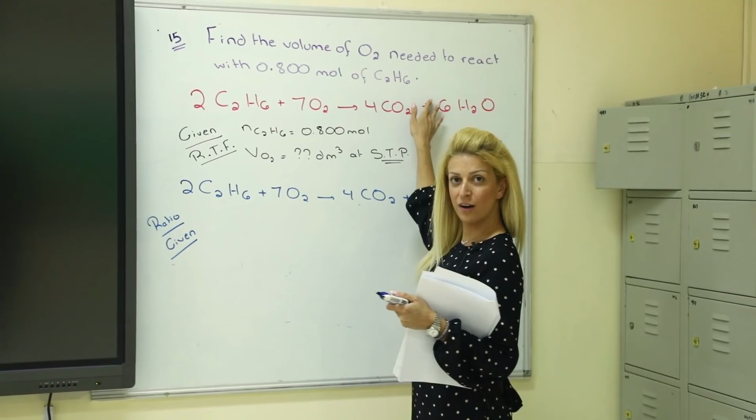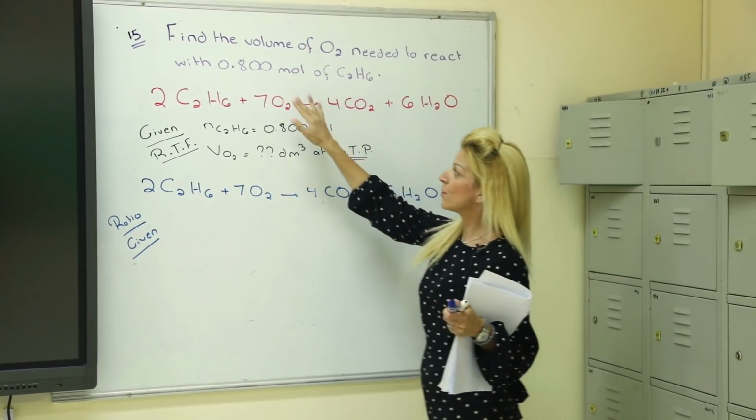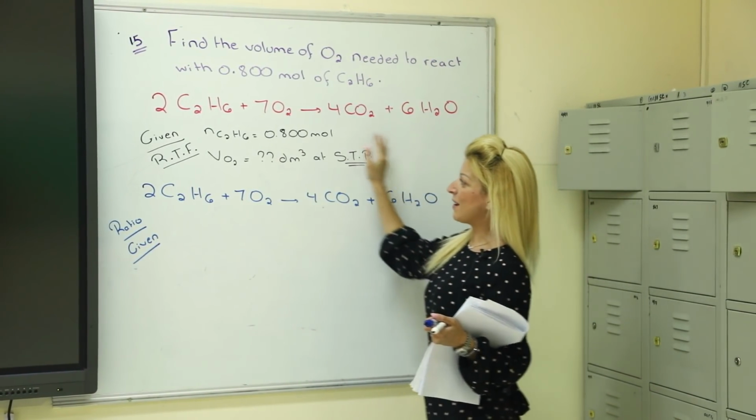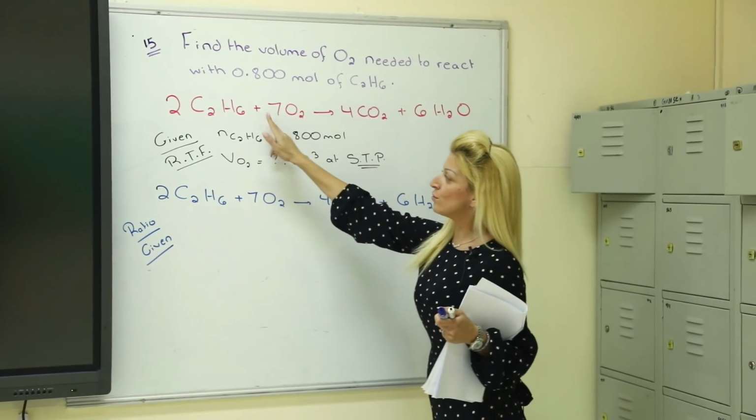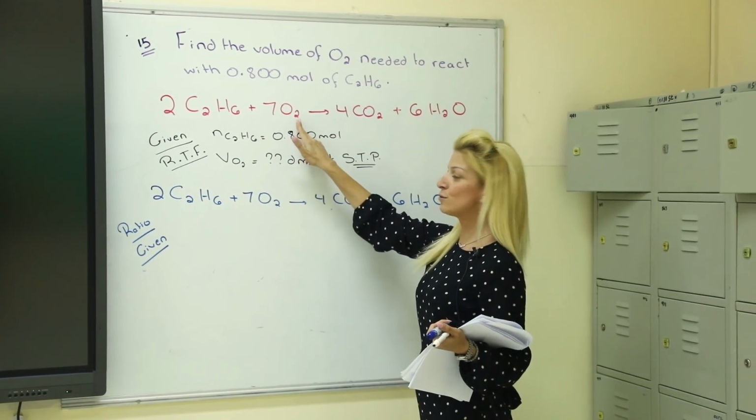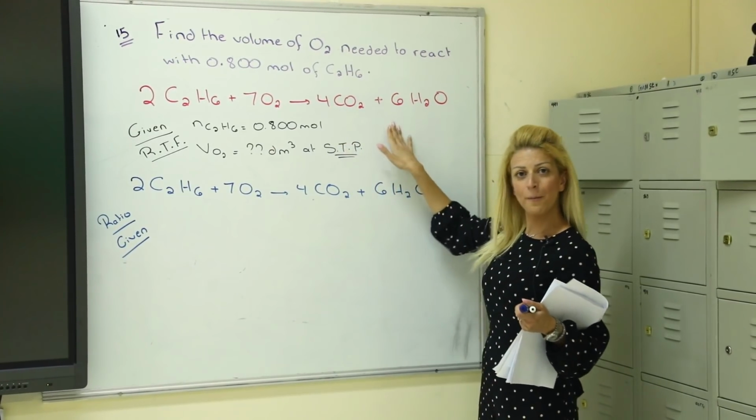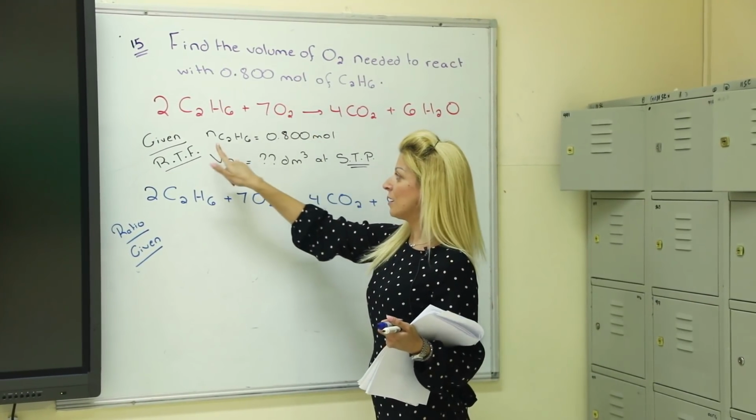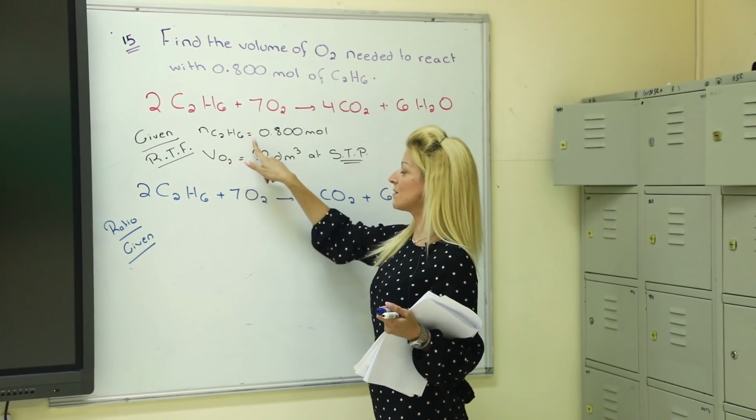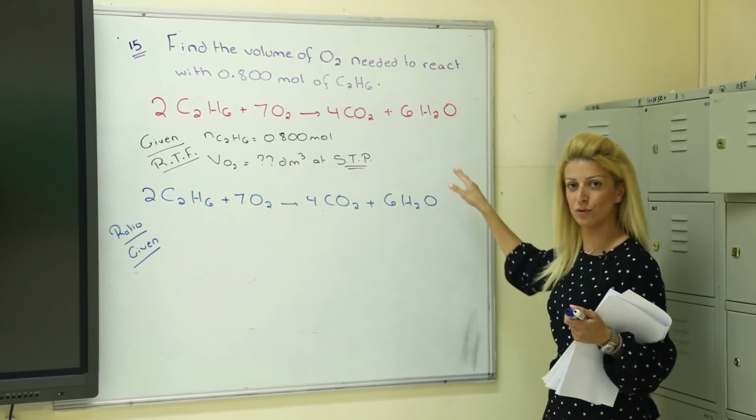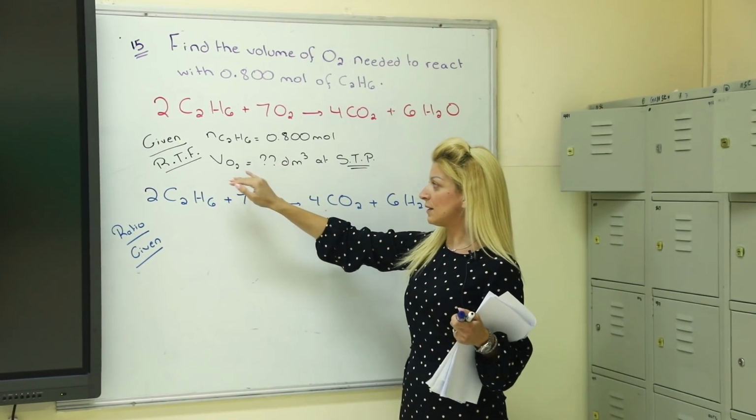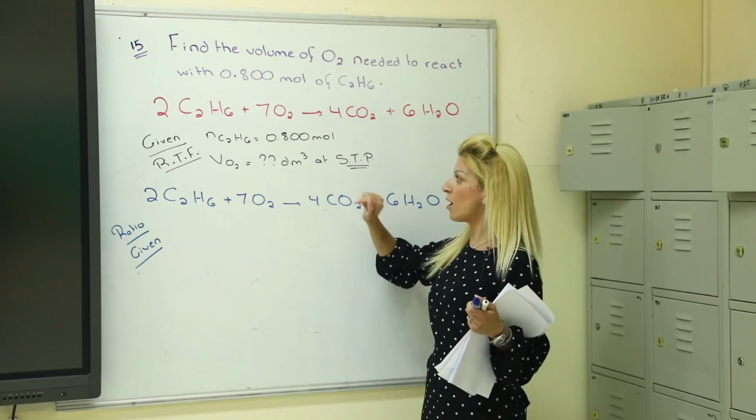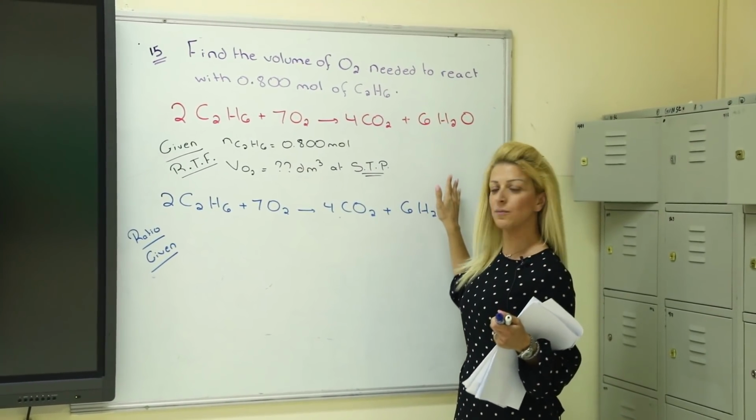Find the volume of oxygen needed to react with 0.800 moles of C2H6. The balanced equation is given below: 2 C2H6 plus 7 O2 gives 4 CO2 plus 6 H2O. The given is from the question above. The number of moles of C2H6 is given to be 0.800 moles. The required to find is the volume of oxygen that's needed to react with 0.8 moles of C2H6 at STP.